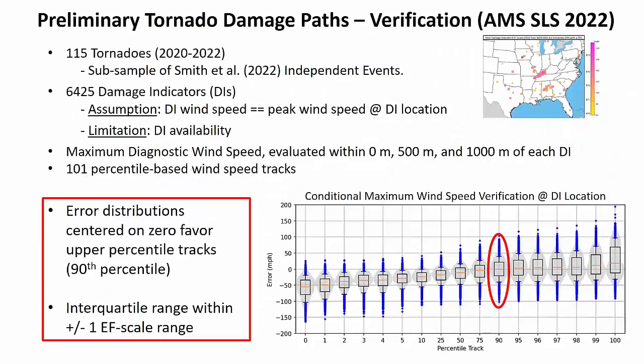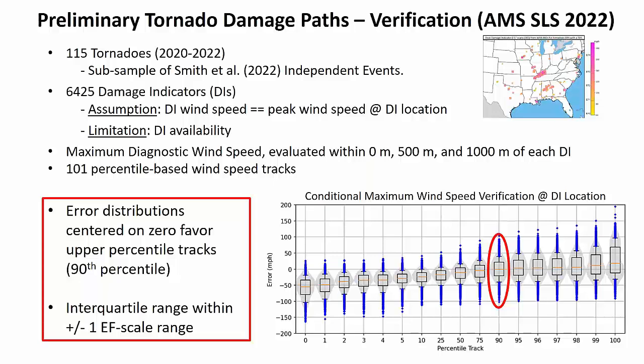Okay, so the idea is to take this statistical model and apply it to the same data set that Bryan described. It actually includes a few additional tornadoes beyond those with TDSs explicitly. So 115 tornadoes, using 6,425 damage indicators from the DAT as the verification data set. The same assumptions and limitations that Bryan described apply here regarding the DI wind speed and its relationship to the peak wind speed at the ground. And then I evaluated this within a few radii of the DI itself: 0 meters, at the DI location, 500 meters, and 1,000 meters of the point.